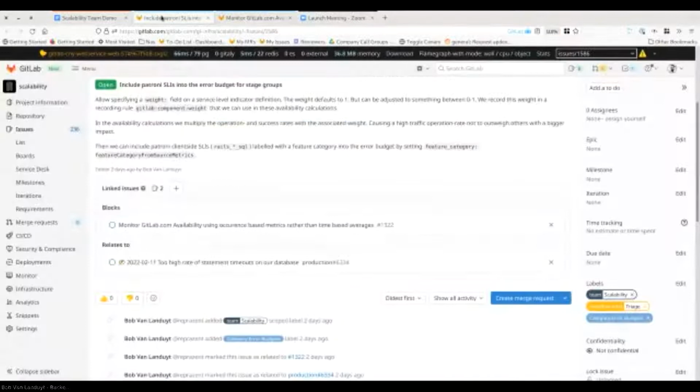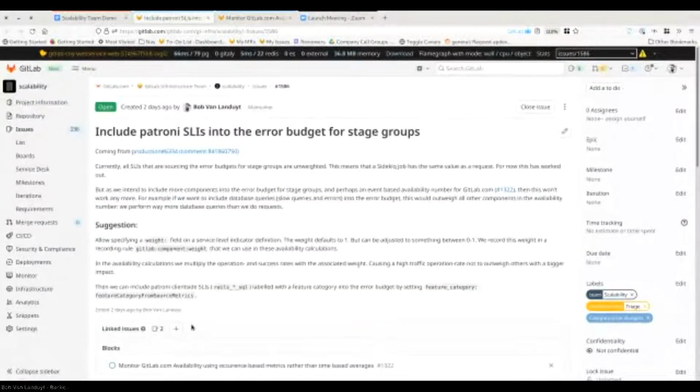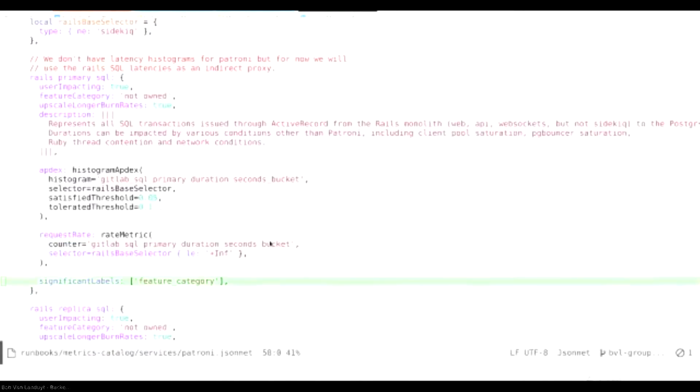So I created this issue about including the Patroni SLIs into the error budget for stage groups. That would basically mean the SLIs that we currently use to monitor the Patroni servers, which are these ones that are currently on my screen.